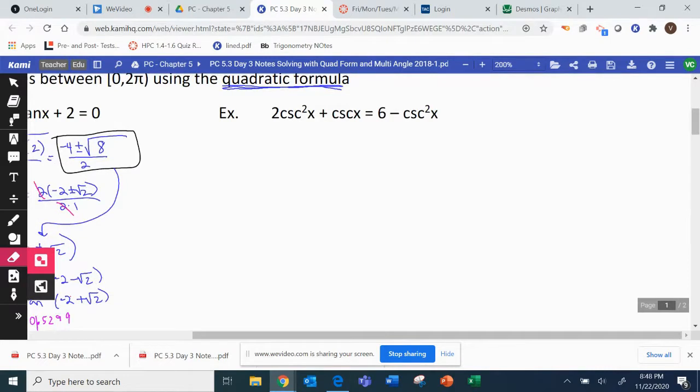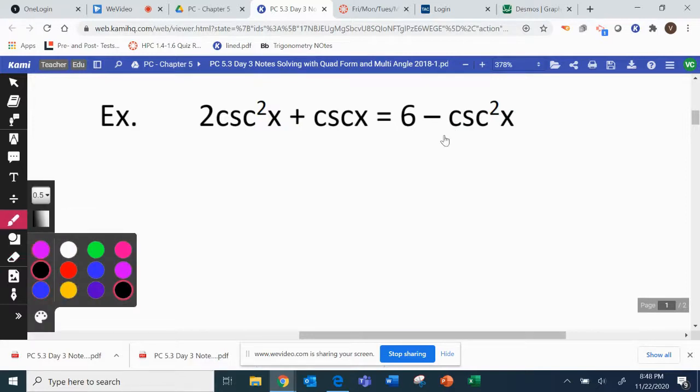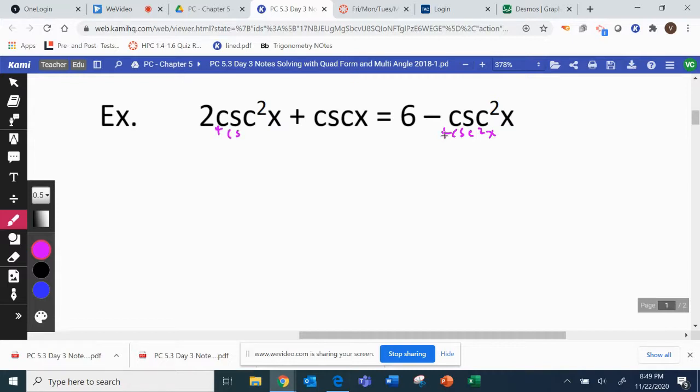Exact same directions. We're going to solve using the quadratic formula, but it's not in the right form yet, so I need to rearrange. And let's see, I'm going to add cosecant squared x to both sides. So we'll have 3 cosecant squared x plus cosecant x, and then I'm going to subtract the 6. And now we have it in quadratic form.